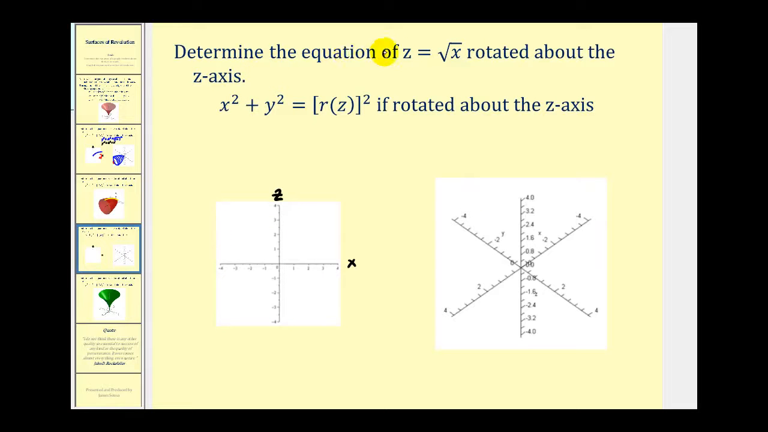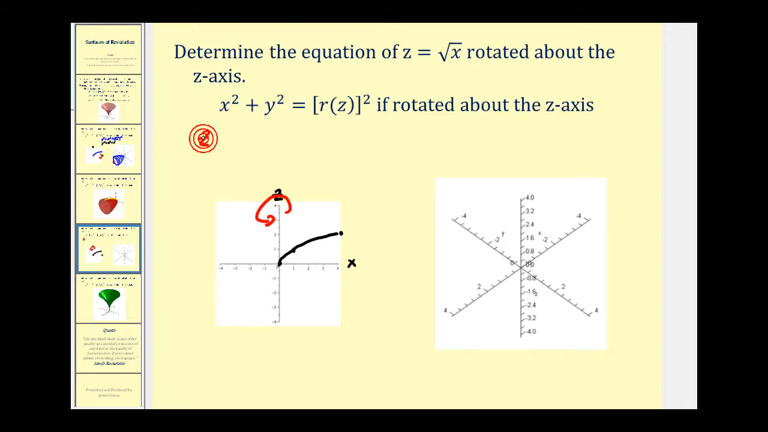Let's go and take a look at another one. Notice here we're going to be rotating the same function, but now we're going to rotate it about the z-axis. So because it's about the z-axis, we know that the radius function must be a function of z, and the other two variables would be on the left side, x squared plus y squared. Let's first go ahead and sketch this graph again. But now we'll be rotating about the z-axis, so it's going to produce a different surface. Now the equation of this surface will obviously be different. Notice that the radius function has to be r of z, which means we have to solve this equation for x so that we can have a function in terms of z.